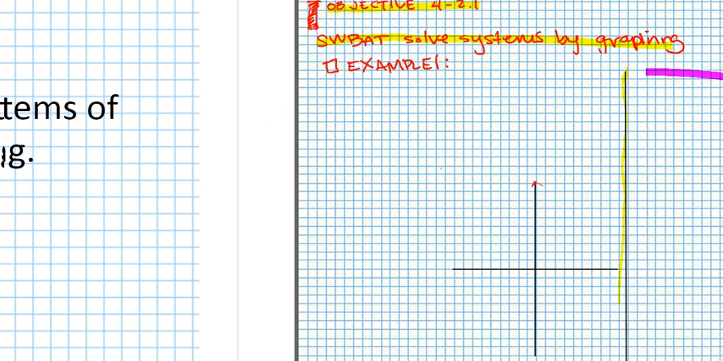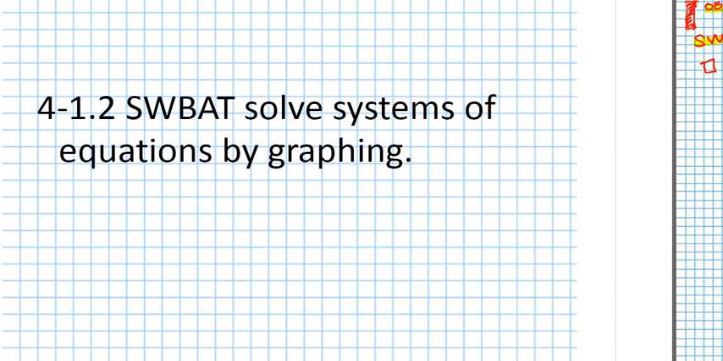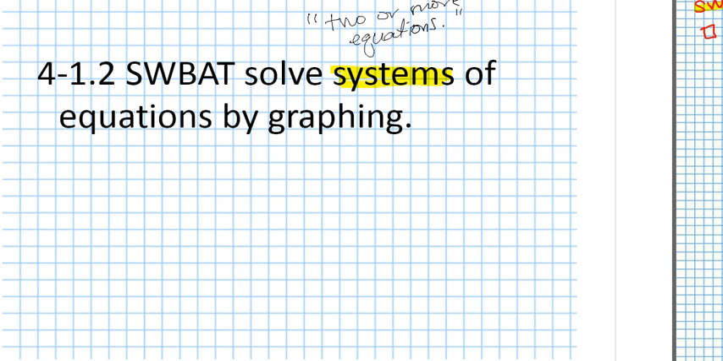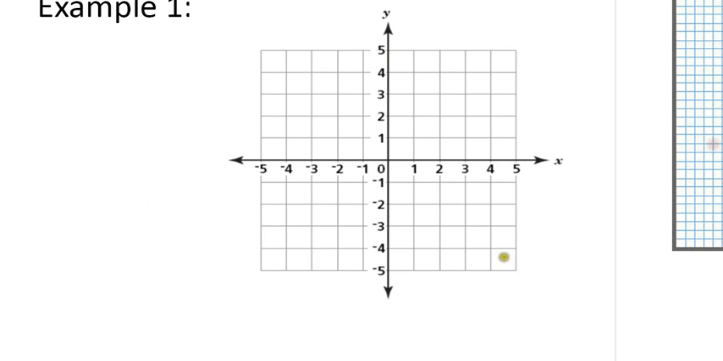So let's go ahead and start with example 1. What do we mean by a system of equations? System of equations is a fancy way of saying more than one. The word systems here just means, quote unquote, 2 or more equations. So basically what we're doing is taking what we already know how to do, graphing these equations, and doing 2 or more of them on the same coordinate plane.